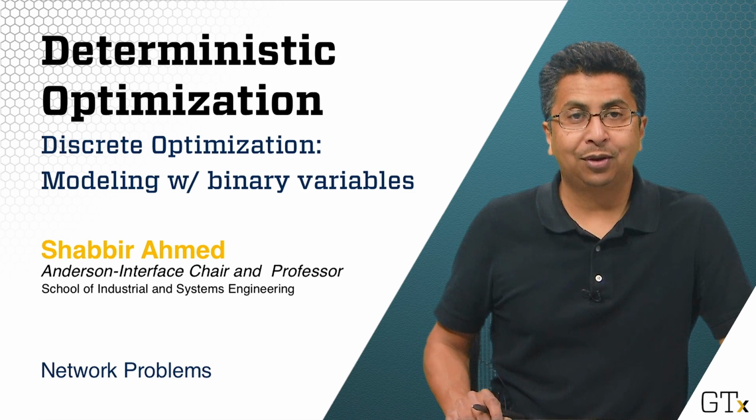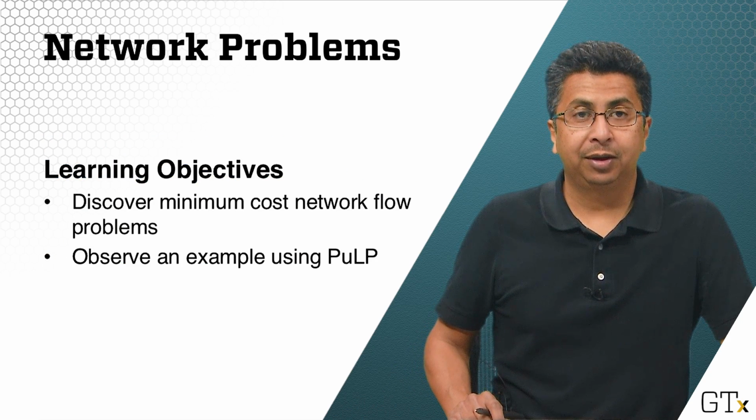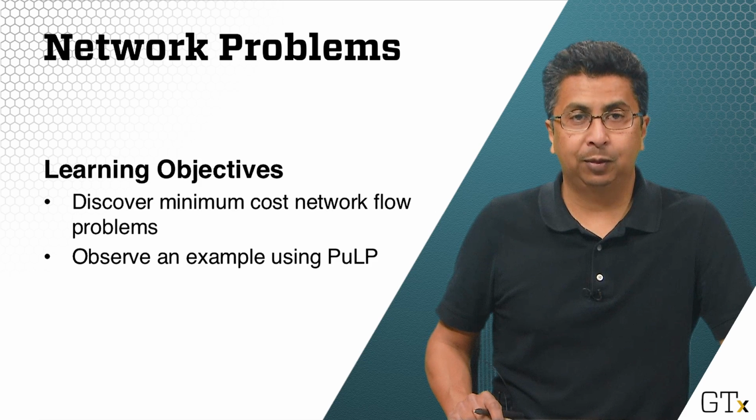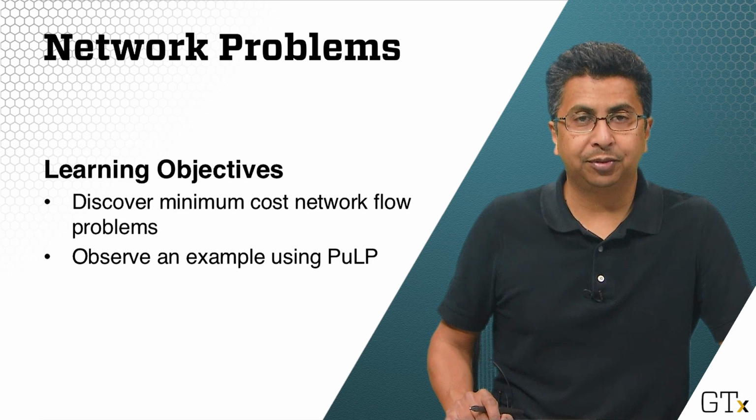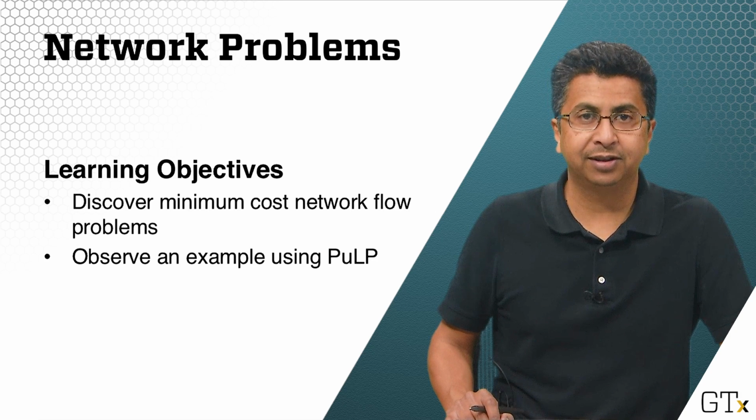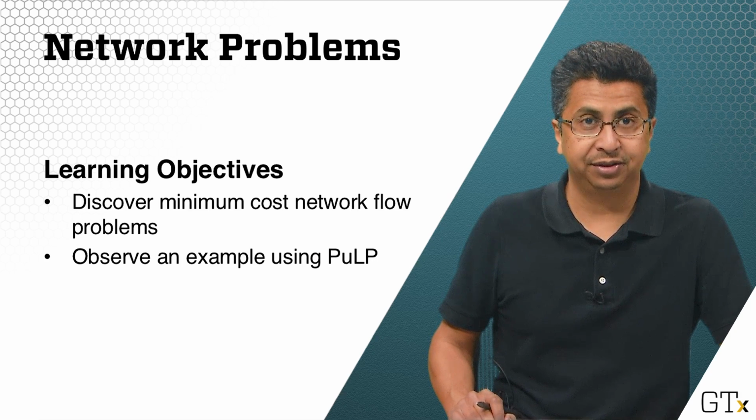In today's lesson, we're going to talk about network flow problems. In particular, we're going to talk about the minimum cost network flow problem, and we're going to observe an example of solving this problem using the pulp package. You might have seen network flow problems in the linear programming modules. Here, we're going to treat them as integer programs and talk about the connections to the linear programming relaxations.